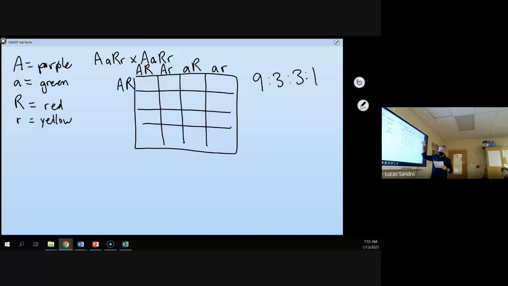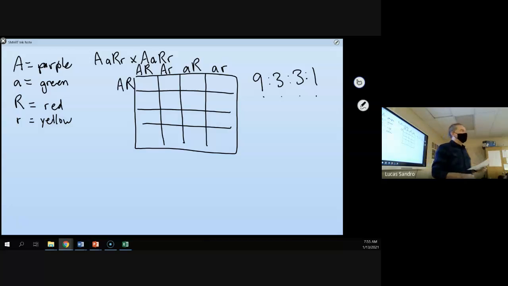And that ratio is going to be both dominant. That would be purple and red right here. Purple dominant, red recessive, so this would be purple and yellow. This would be green and red, and this would be green and yellow. What do those numbers add up to?